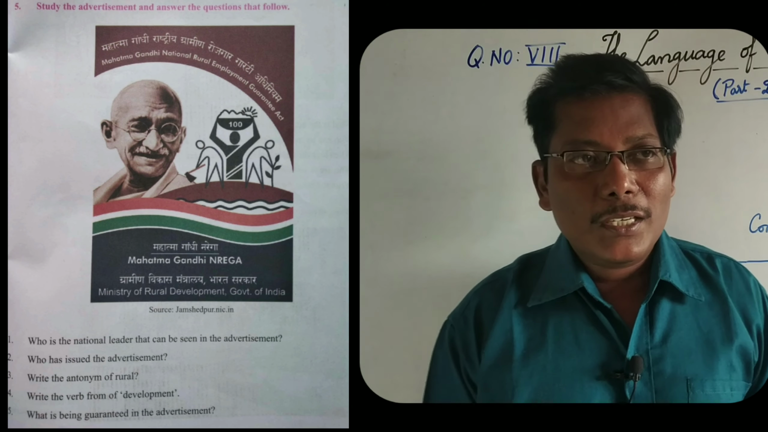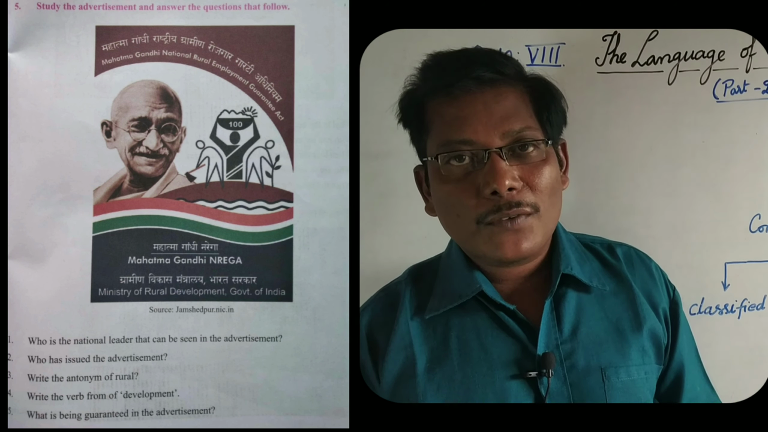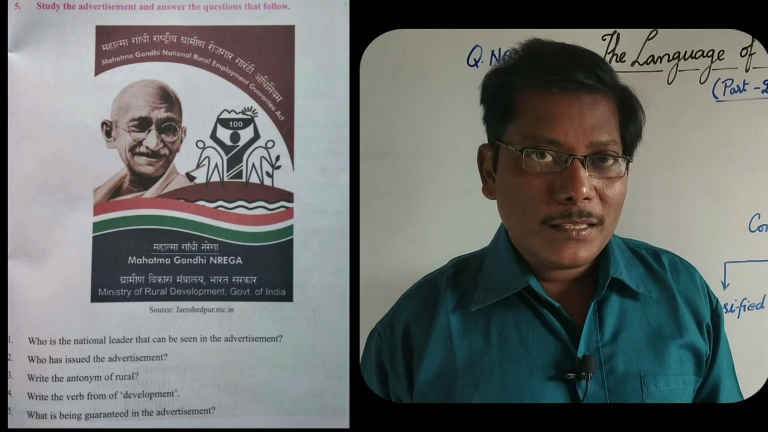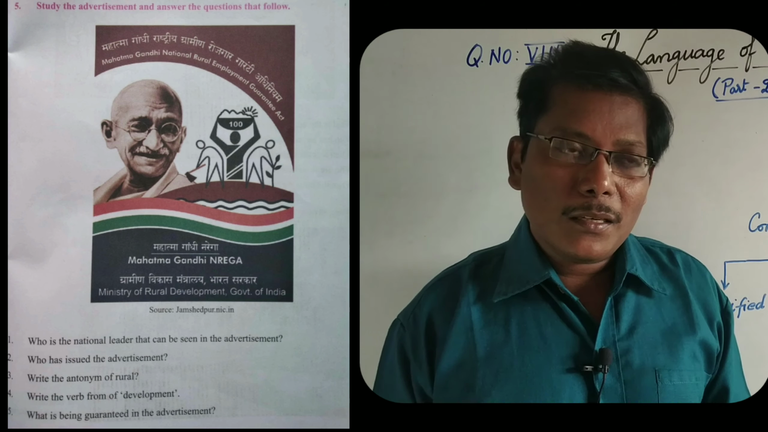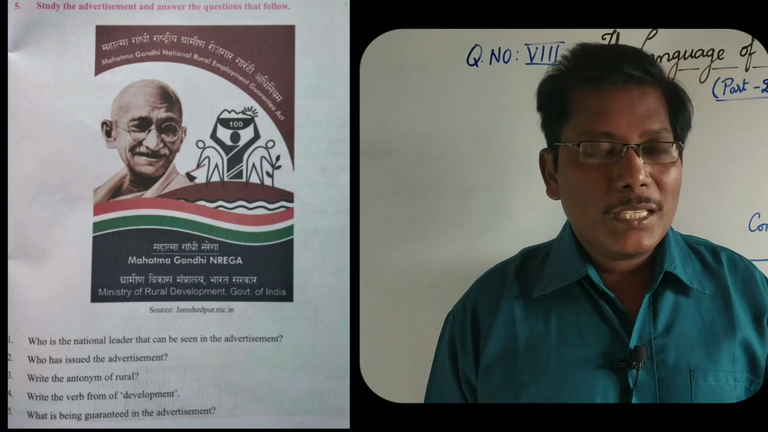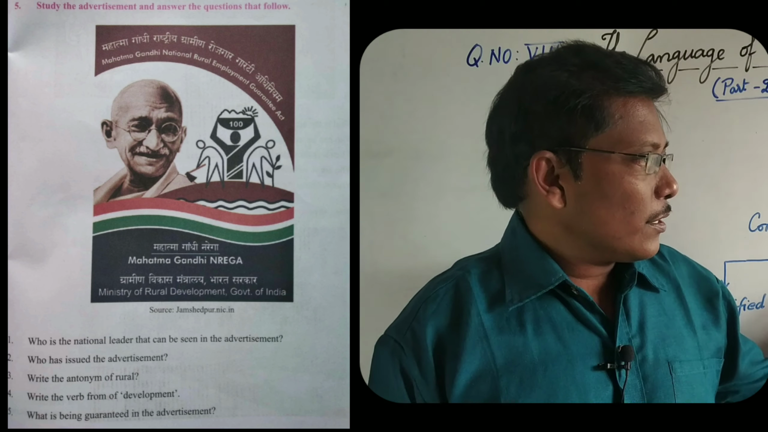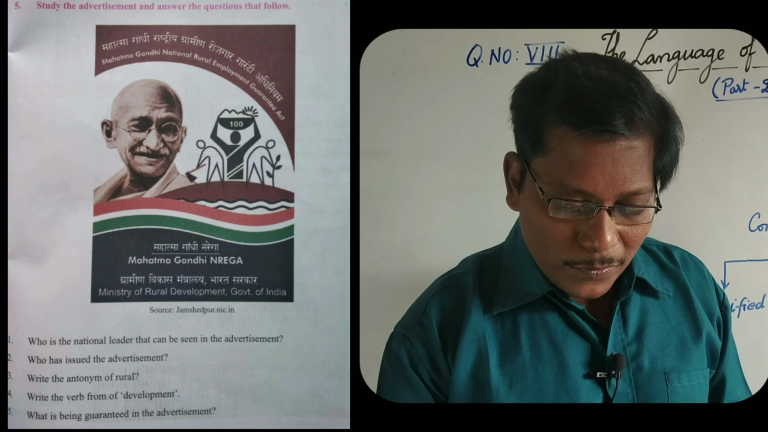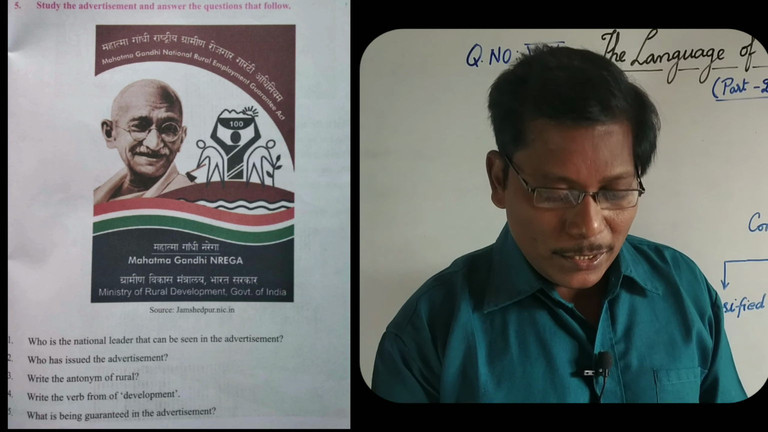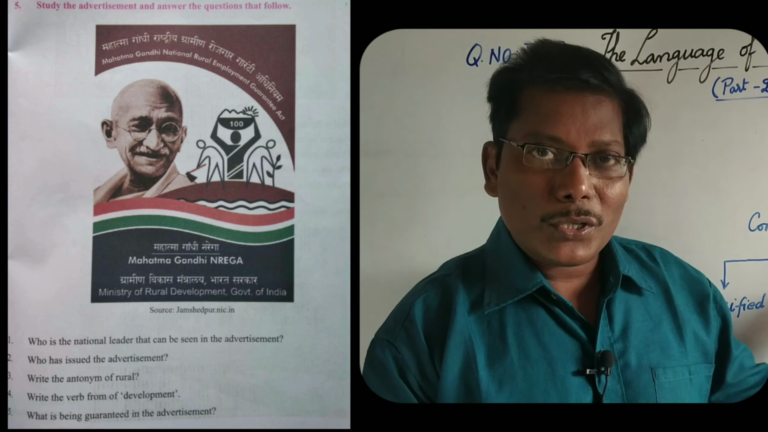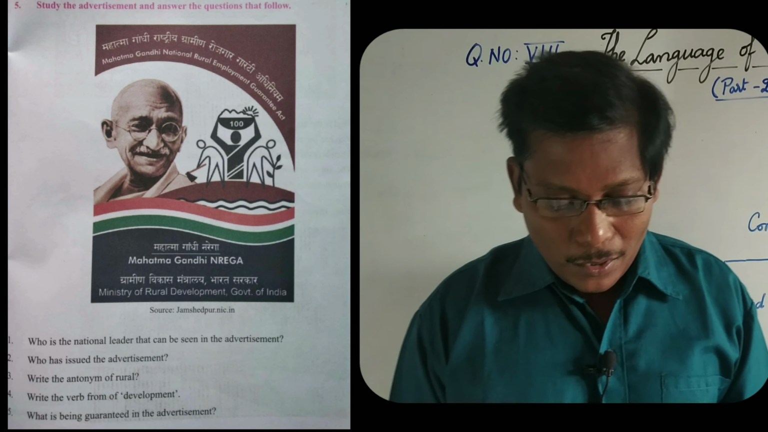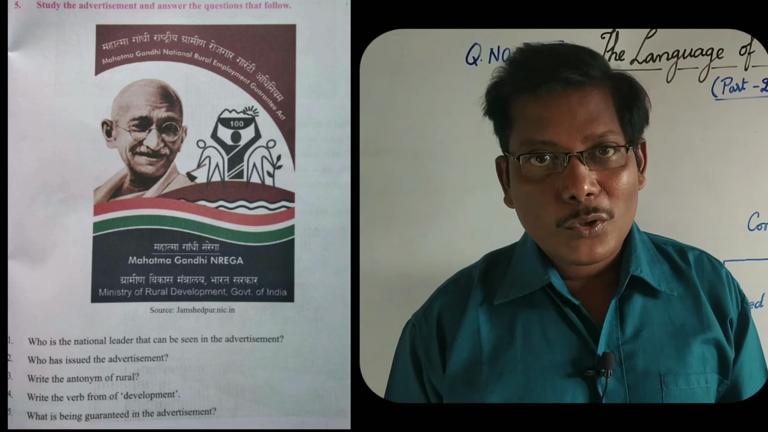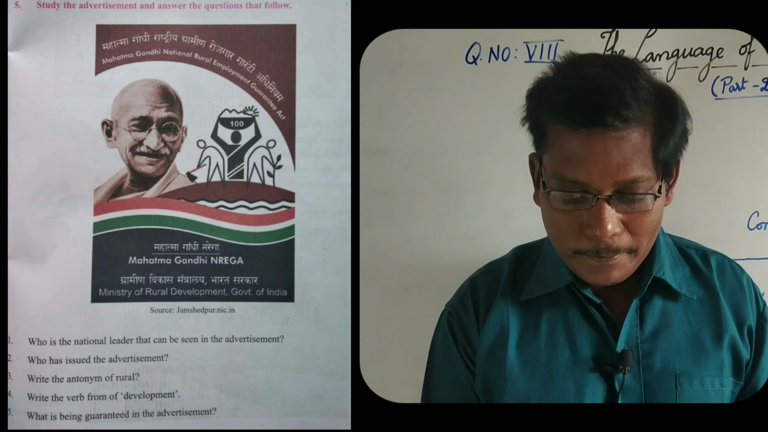Yesterday I told you that there are 2 types of advertisements, commercial advertisements and social advertisements. Commercial advertisements are given by private or business organizations, but social advertisements are given by the government. Here this advertisement is given by the government, so it will go into the category of social advertisement. After studying the advertisement like this, we have to go to the questions. Now let's see the first question.